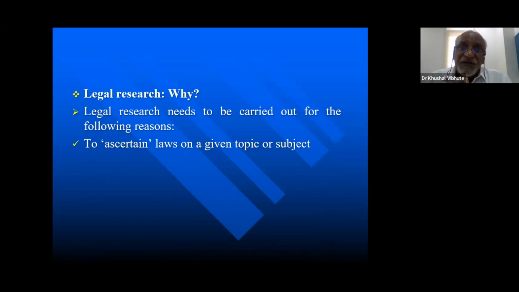As I said in the beginning, the ascertainment of a legal fact is not an easy task, because law is scattered. We traverse a jungle of laws. Therefore, ascertaining law on a legal fact sometimes may be difficult. Suppose you do that, probably that is going to be your contribution. Therefore, legal research can be undertaken to ascertain law.